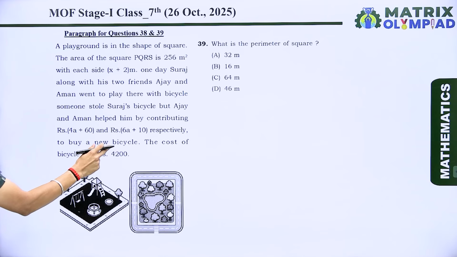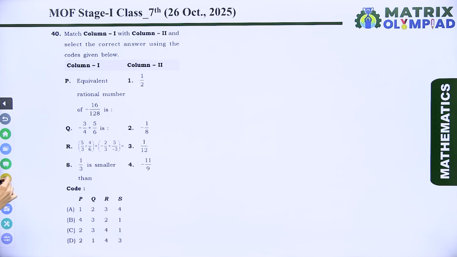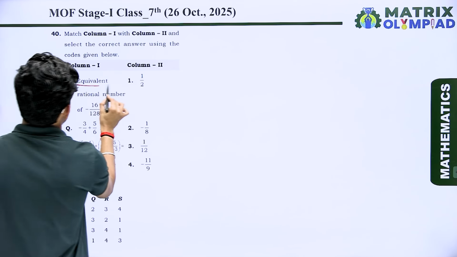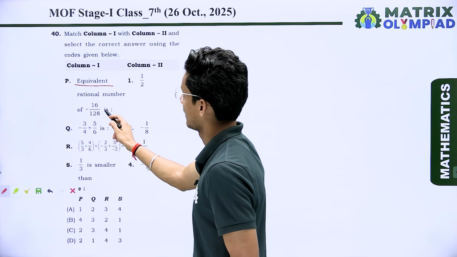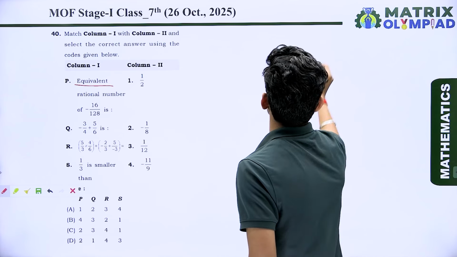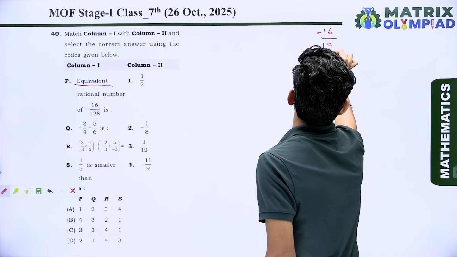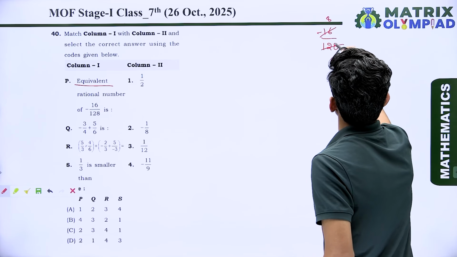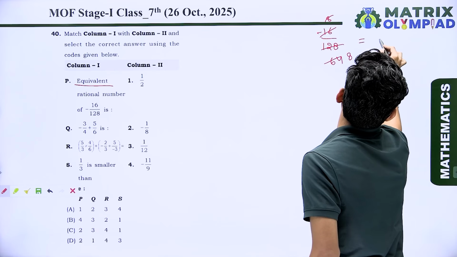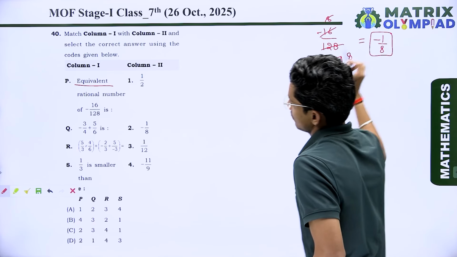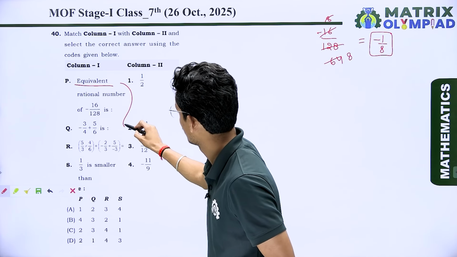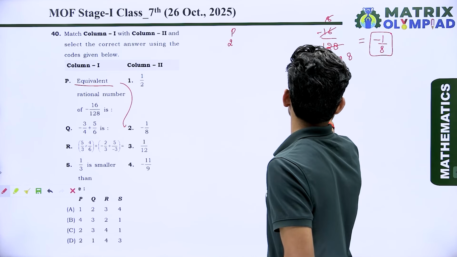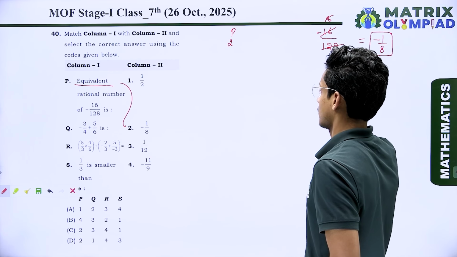Now the next question is based on match the column. In column 1, we have the equivalent rational number of minus 16 upon 128. So here we have given minus 16 upon 128. When we simplify it, 8 8s are 64, so I can write minus 1 upon 8. So check, P is connected to 2. So here I can write P is connected to 2. Next, Q, that is minus 3 upon 4 plus 5 upon 6.